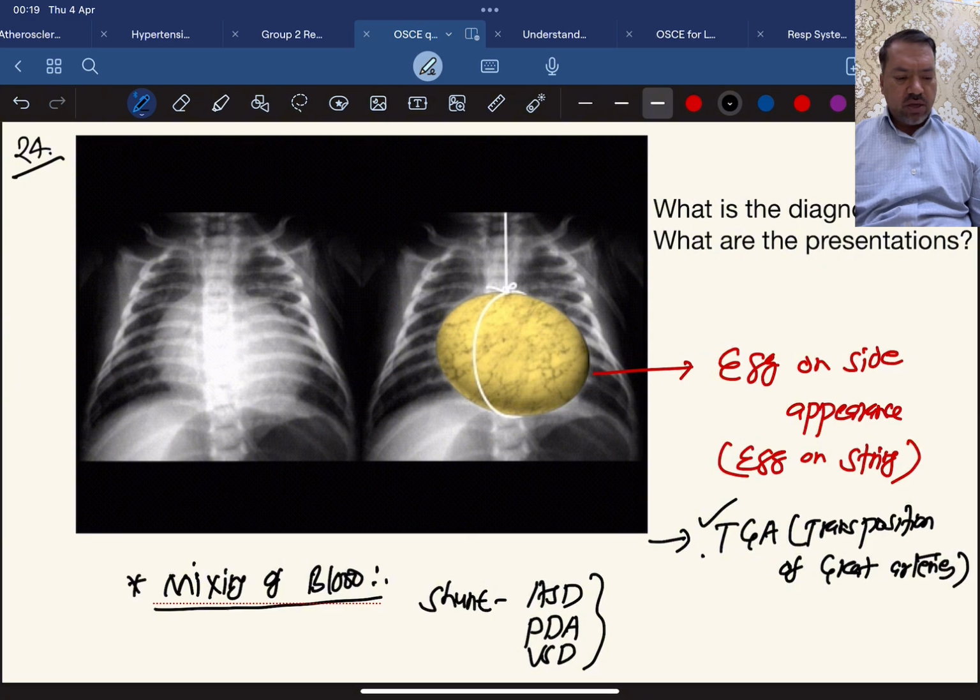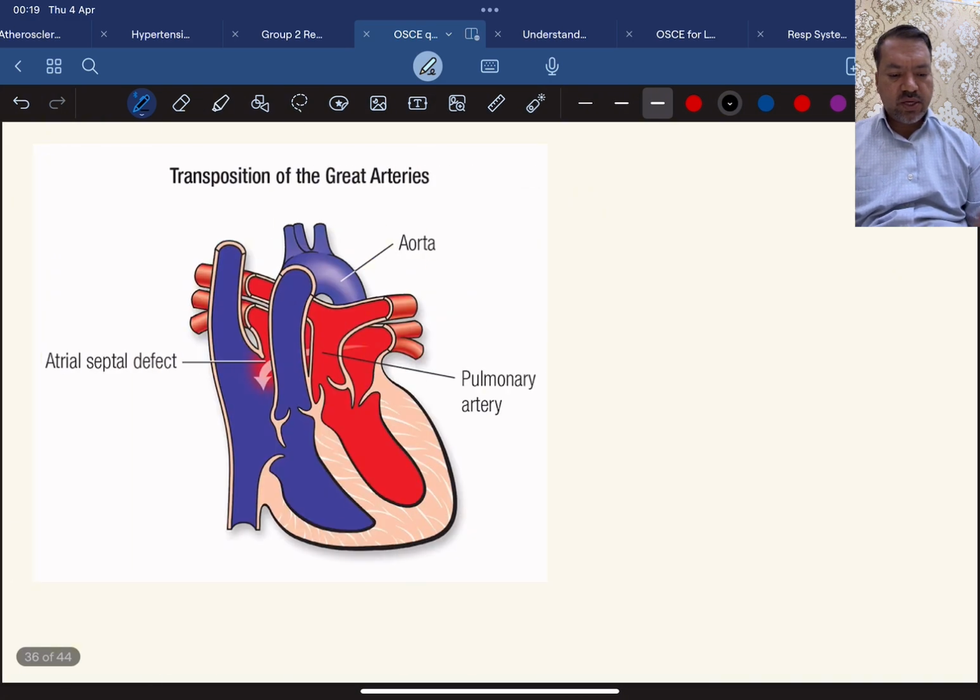Now one more thing which can occur in this case. See here, this is a picture of TGA. You can clearly see here, this is the right ventricle and here is the left ventricle.